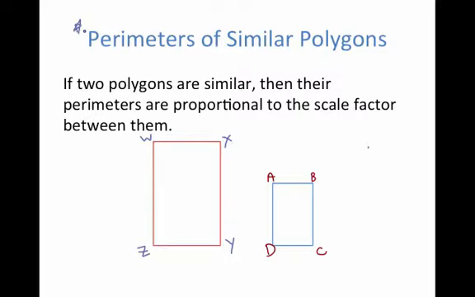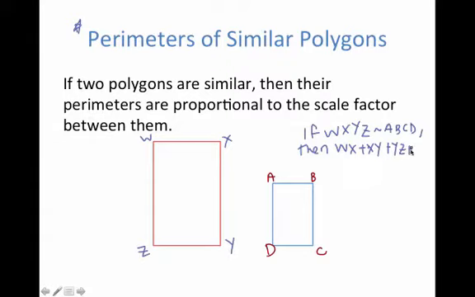So what that means is if WXYZ is similar to ABCD, then the perimeter, so the perimeter of a polygon is just you're adding all of the sides. So the perimeter of WXYZ would be WX plus XY plus YZ plus WZ. And the perimeter of ABCD would be AB plus BC plus CD plus DA.